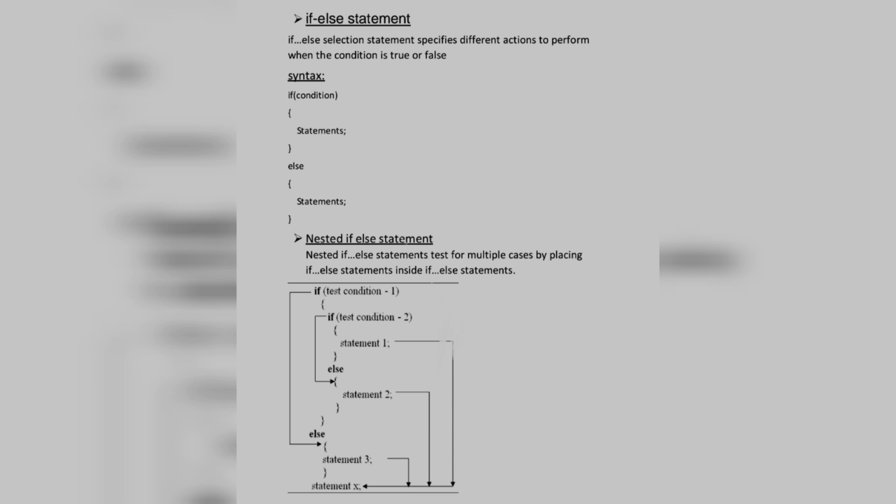Then we write the test condition 2 in the brackets, and then again we open the braces and write the statement 1, and this will be executed if the test condition 2 is true. Then we close the braces and we write the else statement, and we open the braces and write the statement number 2. This will happen if the test condition 2 is false. Then we close the braces, and then we write else, and then we open the braces and write the statement 3, and then we close the braces and we write the statement x.